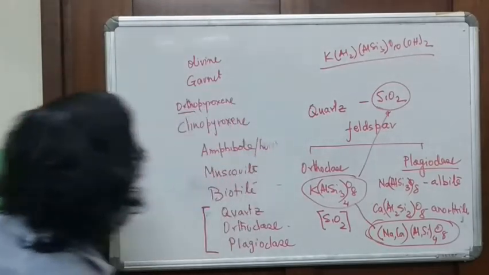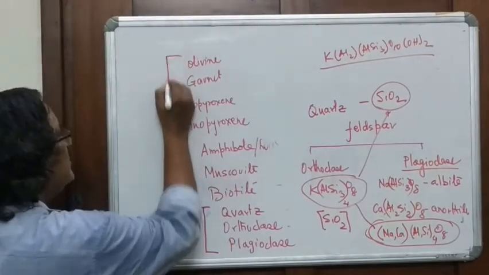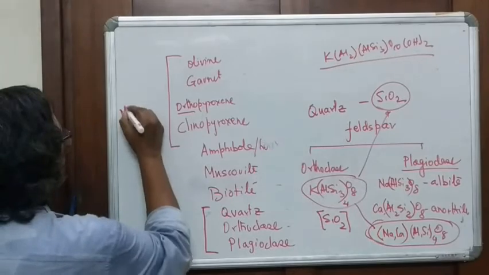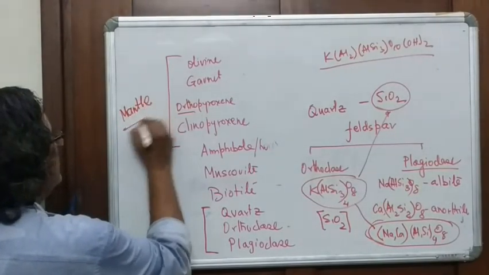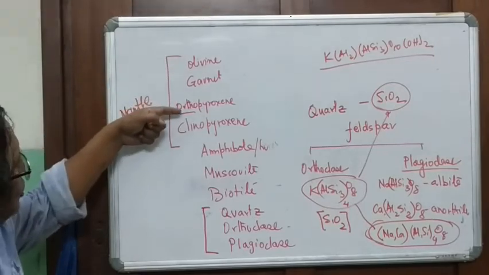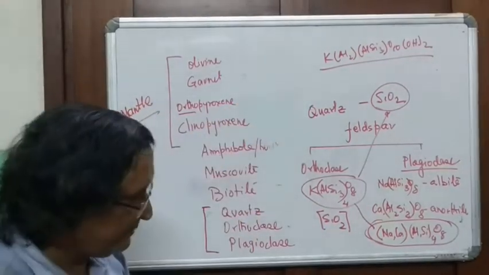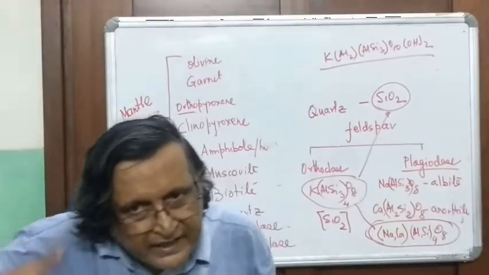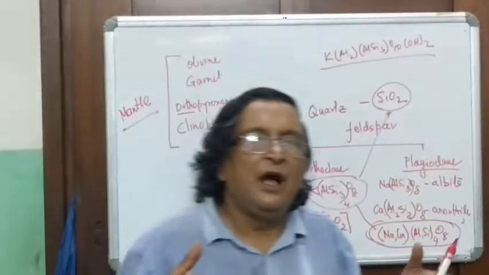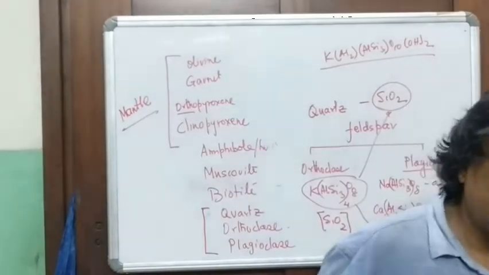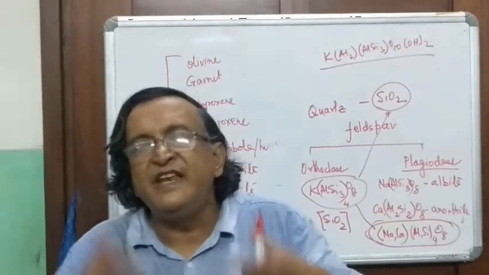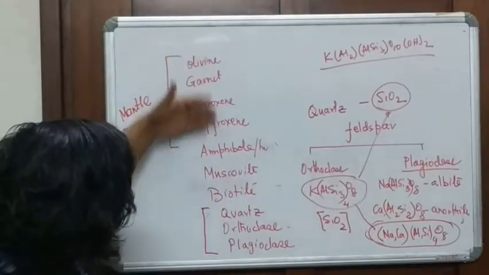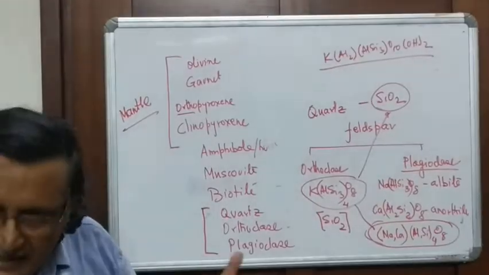If you look at the mantle, then it is dominated by these minerals: olivine, garnet, orthopyroxene, clinopyroxene. I wrote down the formulas. If you go back and see my video lectures, they are all iron-magnesium rich. That is why the mantle is heavier than the crust. That is because it is dominated by iron and magnesium.